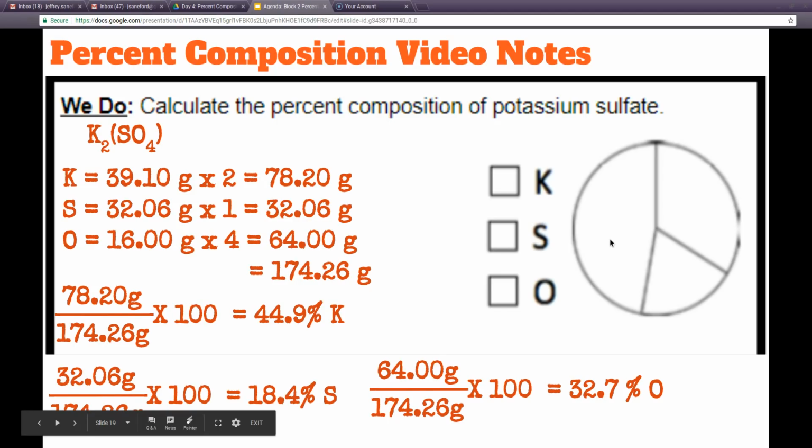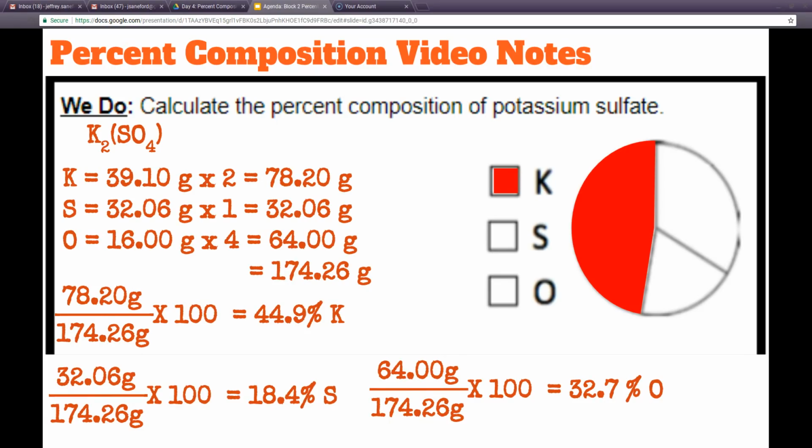The largest slice should go to the largest value. Since potassium is almost 45%, we'll choose red for potassium and color in that section. The smallest section of the pie chart should correspond to the smallest value. Sulfur has the smallest percentage, 18.4%, so for sulfur we'll choose blue and color in the smallest part of the pie chart.